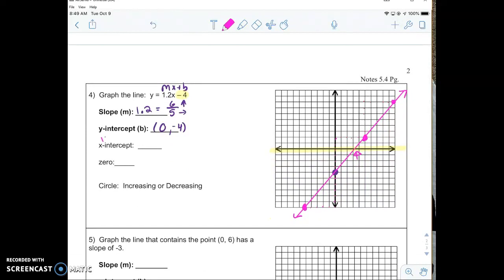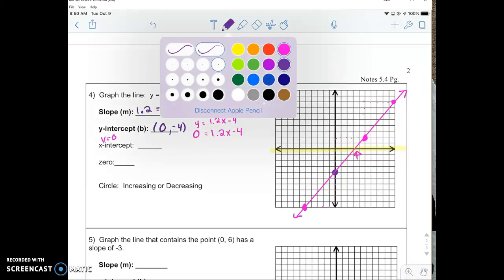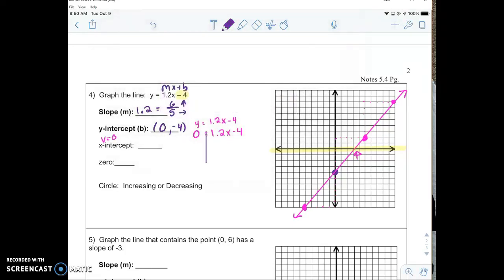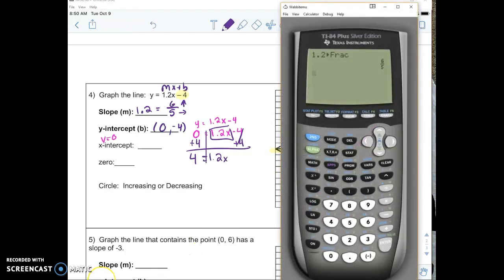So for x-intercept, I'm going to use a y value of 0. And I'm going to solve this equation for x by plugging in 0 for y. 0 equals 1.2x minus 4. Solving for x, I add 4 on both sides. 4 equals 1.2x. I divide by 1.2 on both sides.